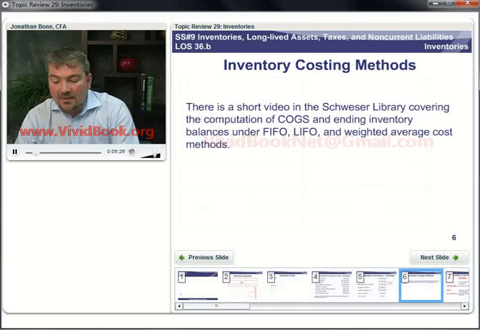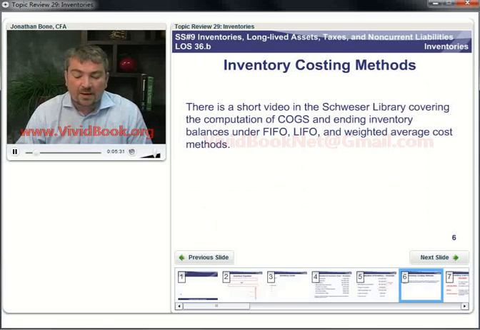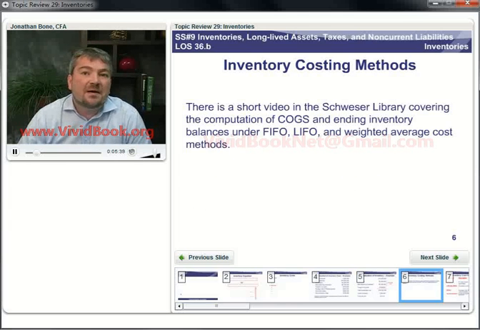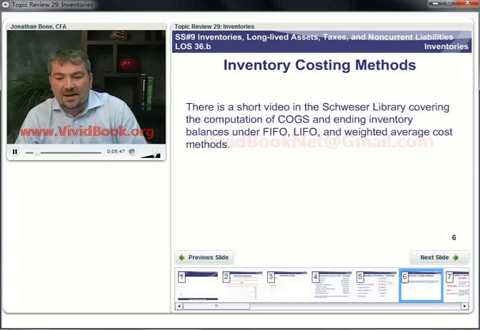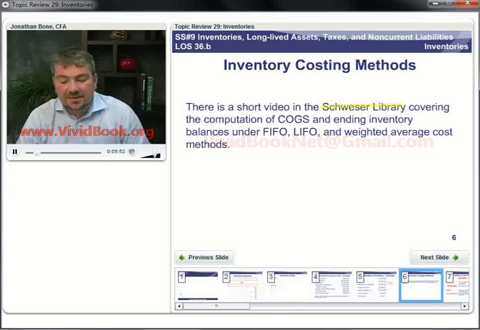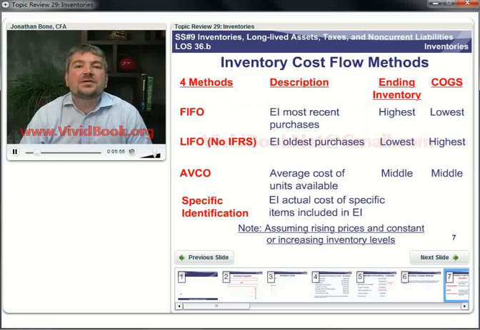Now, our next LOS asks us to describe the methods of valuing our ending inventory. What it's asking us to do here is describe the cost formula. And essentially, there are going to be three major methods we could use: FIFO, LIFO, and average cost. And we use those to compute cost of goods sold and ending inventory. Just note that, again, there is a little video here in the Swayzer library covering FIFO, LIFO, and average cost for you. Okay. So here are four major methods.